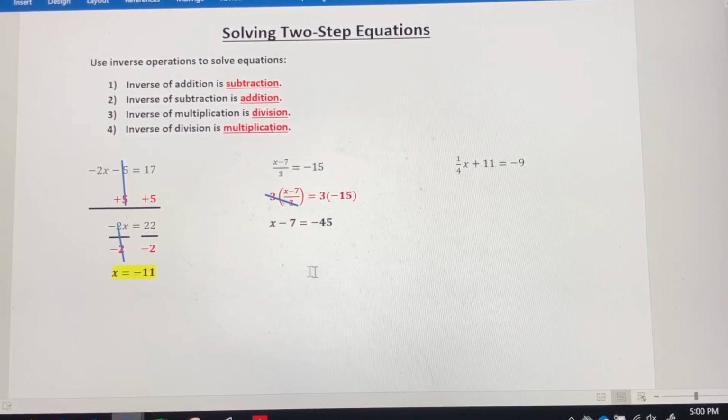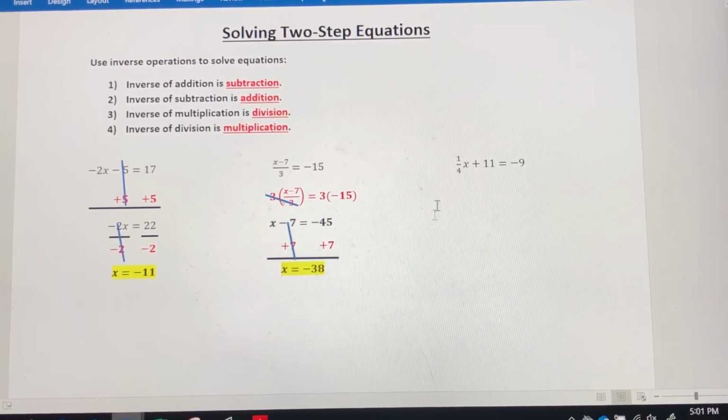Now, for inverse operations, this is x subtracted by 7. The inverse of subtraction is addition, so I'm going to add 7 to both sides. These 7's cancel out, and that leaves me with x equals negative 38. You can always go back and plug that in. Negative 38 minus 7 is negative 45. Negative 45 divided by positive 3 is negative 15, so I feel good about that answer.